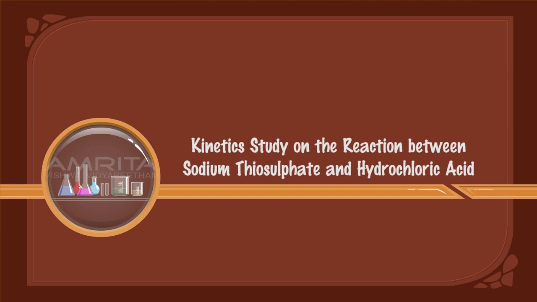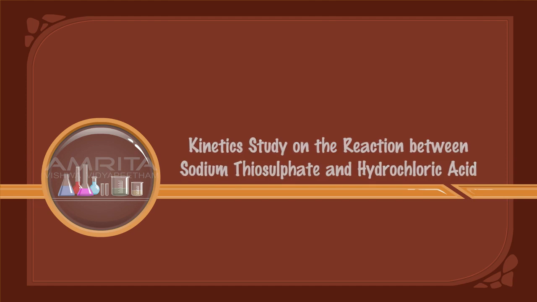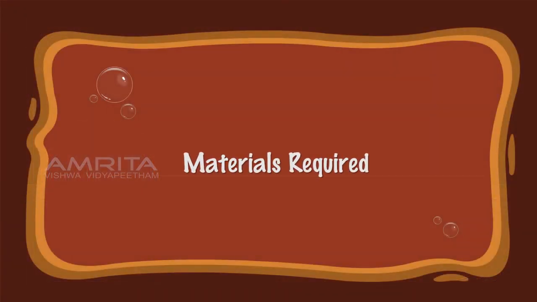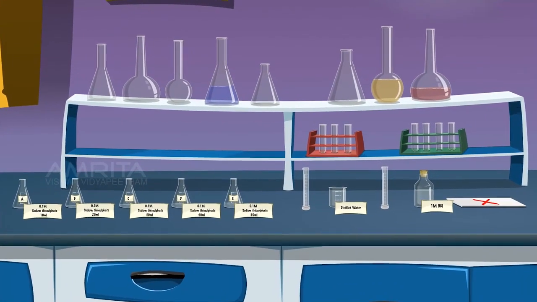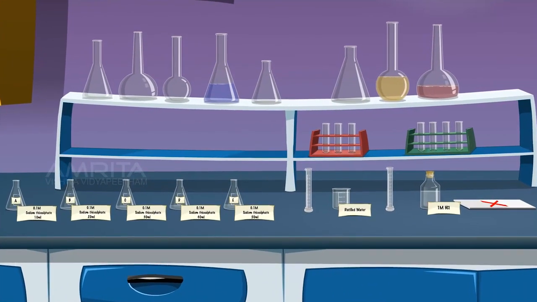Schematic study on the reaction between sodium thiosulphate and hydrochloric acid. Materials required. We require 0.1 molar sodium thiosulphate solution, 1 molar hydrochloric acid, 5 250 milliliter conical flasks labeled as A, B, C, D and E, measuring jars, white tile with a cross mark at the center, stopwatch, etc.